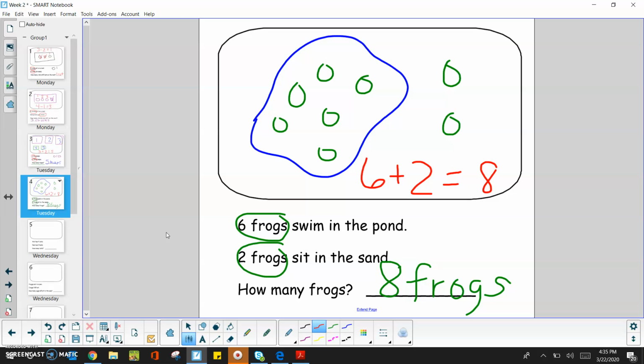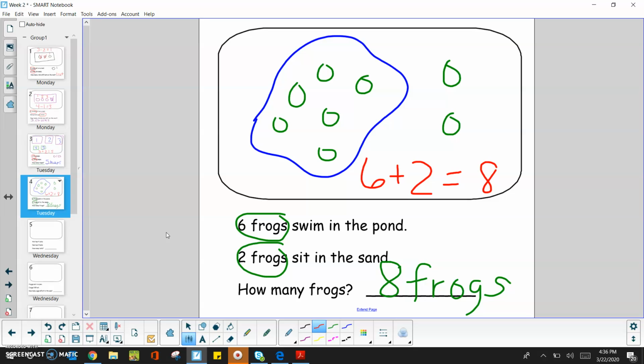Our focus this week for math is problem solving. So let's look at the problem you guys did yesterday for your independent practice. We had 6 frogs swim in the pond, 2 frogs sit in the sand. How many frogs? So if you see in my picture, I kept it very simple. Again, we use mostly circles and sticks when we do our math problem solving.